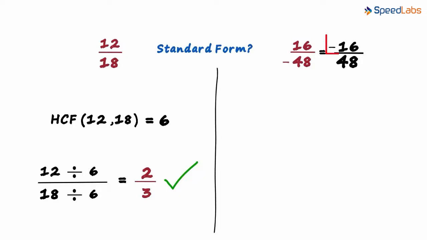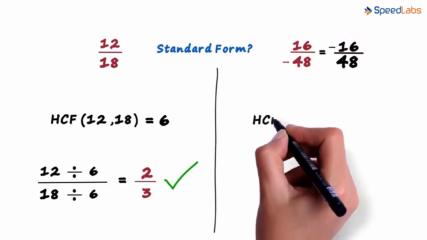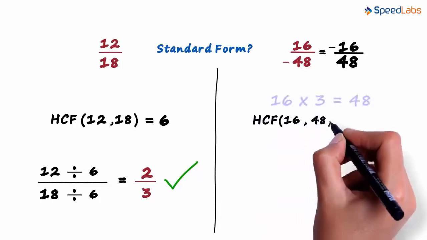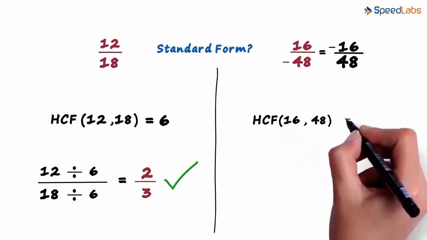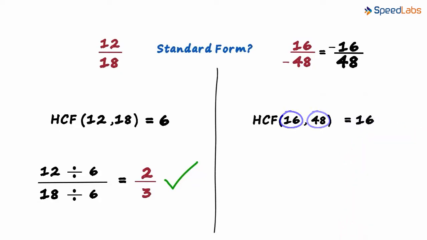What do we do when we have a negative number? How do we find the HCF? It's simple. We just ignore the negative sign and find the HCF of 16 and 48. Since 48 is a multiple of 16, we can say that the HCF is 16, the lower of the two.